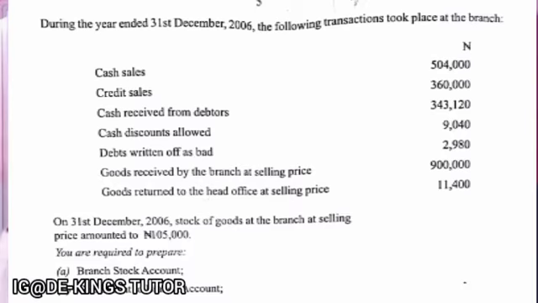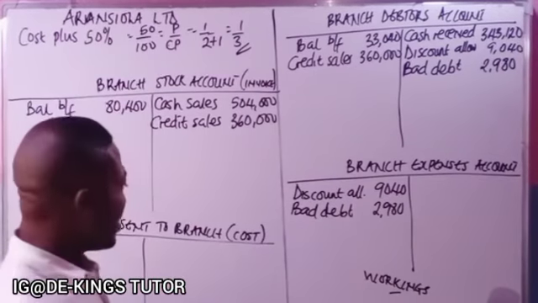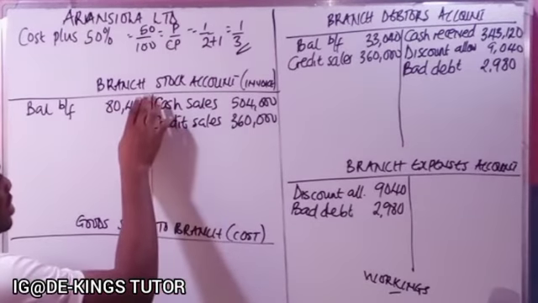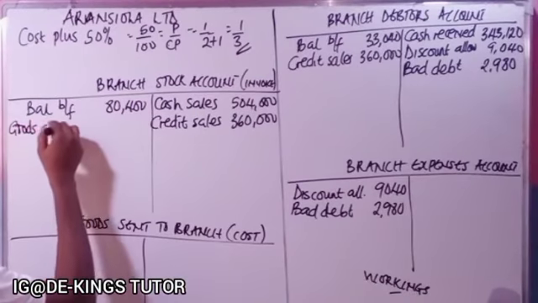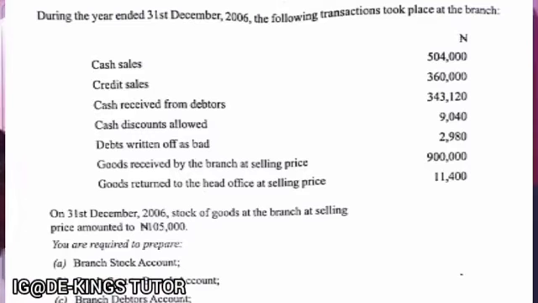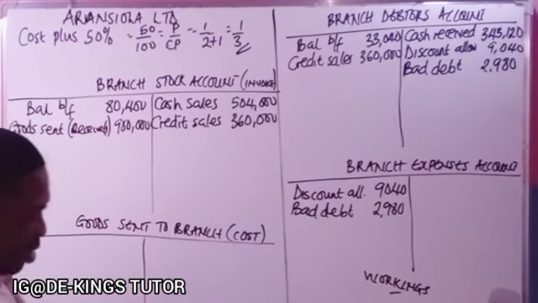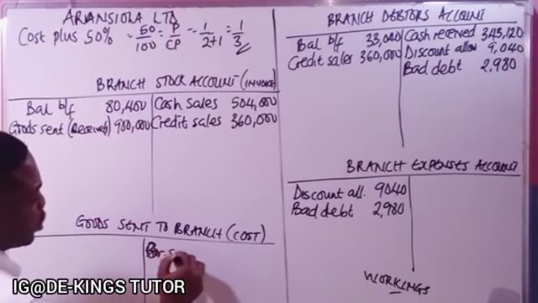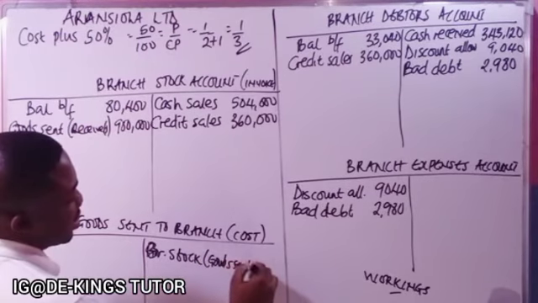The next one, goods received by the branch at the selling price. It means the head office sent goods. Remember, we're going to get the cost, and this is at the selling price. So I have goods sent to branch as per received. How much is it? It is stated there as 900,000. So we are going to get the cost as the branch stock based on goods sent.